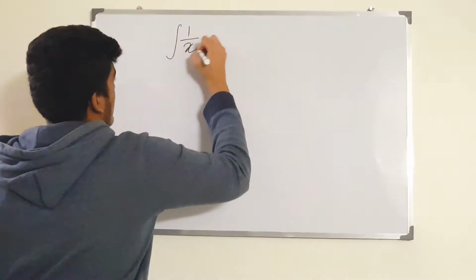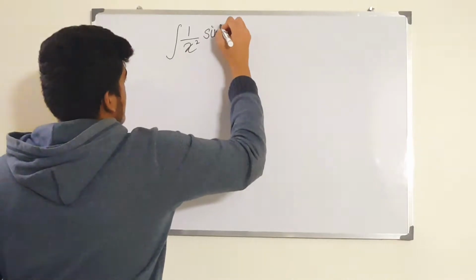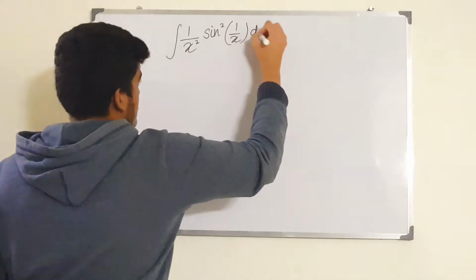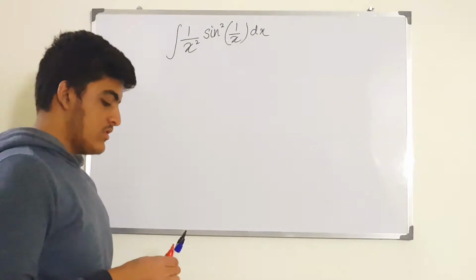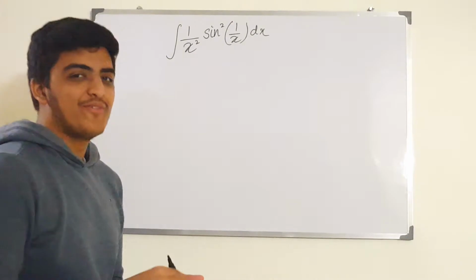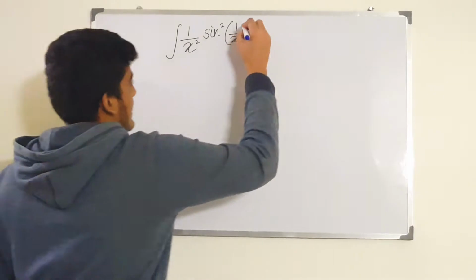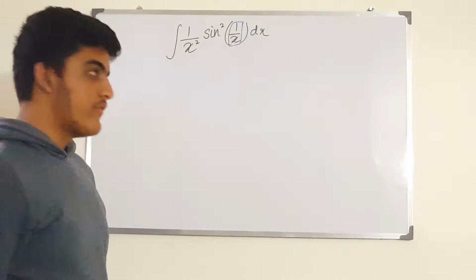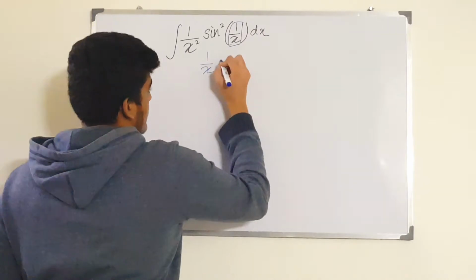It's 1 by x squared multiplied by sine square of 1 by x. How do we solve this question? Well, it's very simple. I mean, all questions are simple if you know how to solve it, but in this case, we take 1 by x. We substitute 1 by x with a variable, any variable, let's say t.